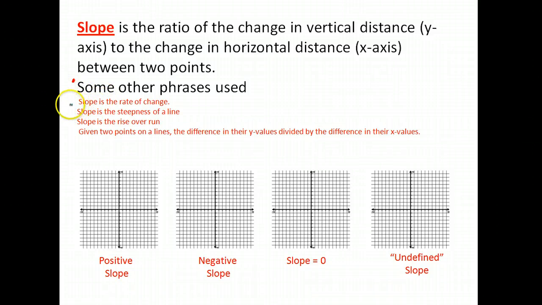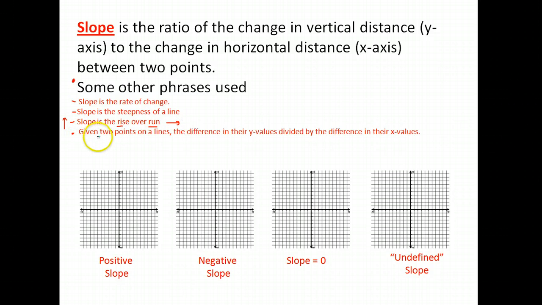Okay, here are some other phrases that are used to describe slope, and they really describe it more in our words. Slope is the rate of change. It's how fast or how slow something is changing. Slope is the steepness of a line. It tells you how fast a line is going up or how fast it's going down. Slope has also been described as rise over run, and it has to be rise over run and not the other way. You're comparing up and down, the rise, to the right and left, the run, because rise means to go up, run means to go sideways.